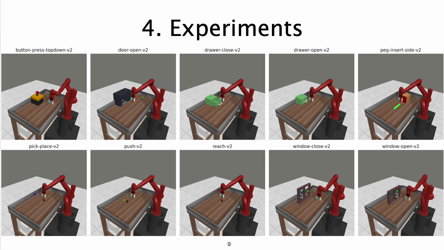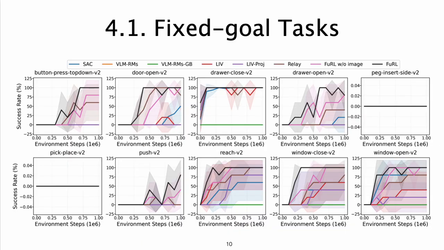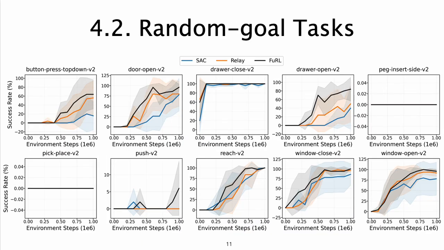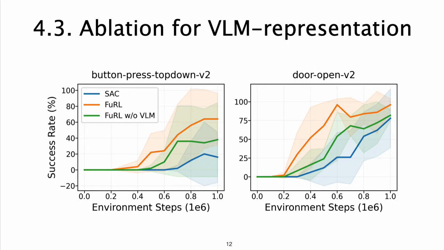In our paper, we conduct experiments on the Meta-World benchmark. We evaluate our method on both the fixed goal setting and the random goal setting. We can observe that FuRL generally outperforms the other baselines. We also conduct different ablation studies to validate the effectiveness of the proposed components. The results show that all the components are useful. More experimental details can be found in our paper.